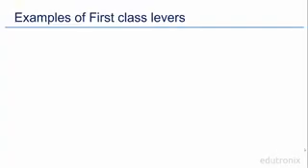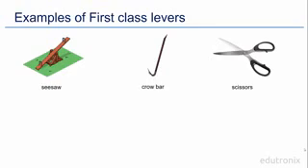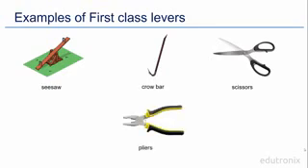Let's look at a few examples of first-class levers. A seesaw that is used by kids on the playground is a typical example of a first-class lever. It has in the middle a pivot around which the solid beam that the children sit on rotates. Another example is a crowbar that is used to remove nails from wood. We also have a pair of scissors that has the pivot in the middle. We also have a pair of pliers, as we saw in our illustration.